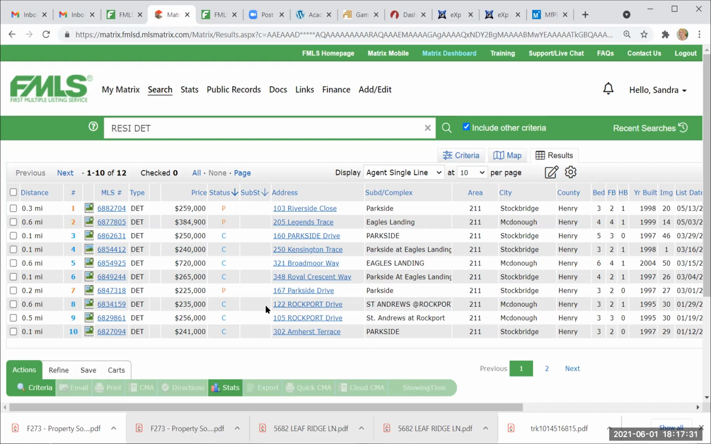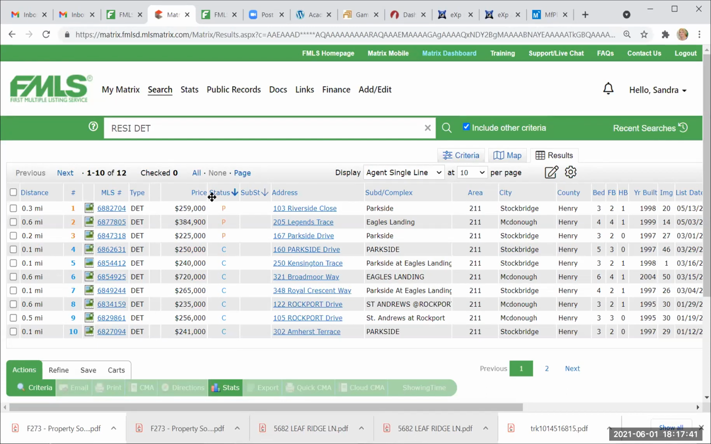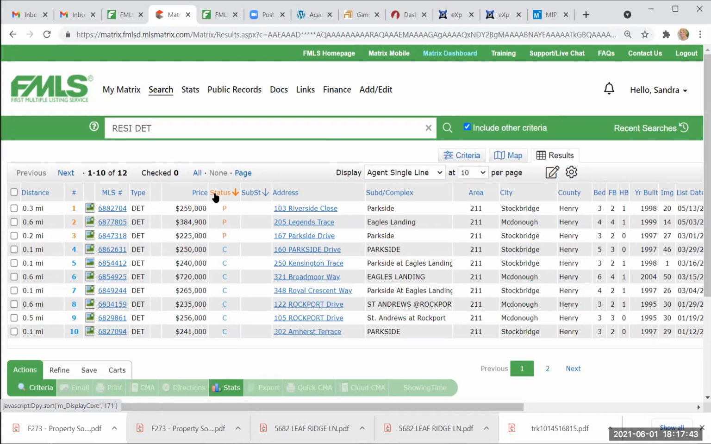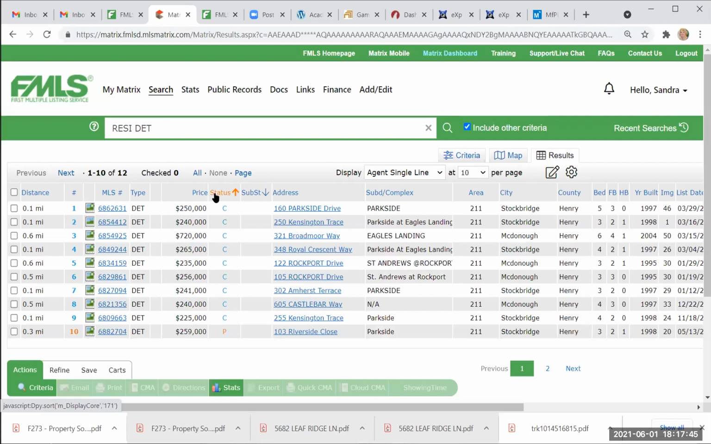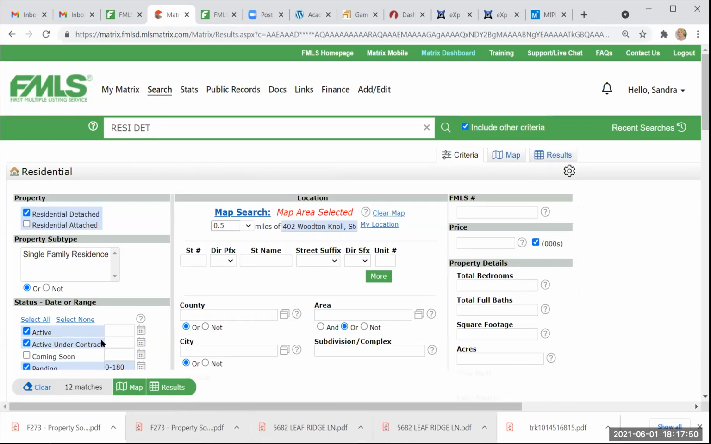So a couple of things. I don't know if you're familiar with how to use this grid, but it's very much like an Excel spreadsheet. I can click at the top and reorder the column. As you can see, I got a lot of pendings. I'm going to click again. No actives. Let me go back to my criteria. Did I pick active? No.